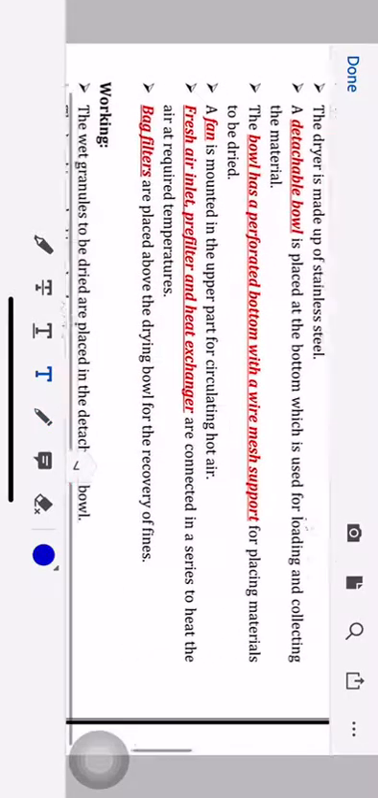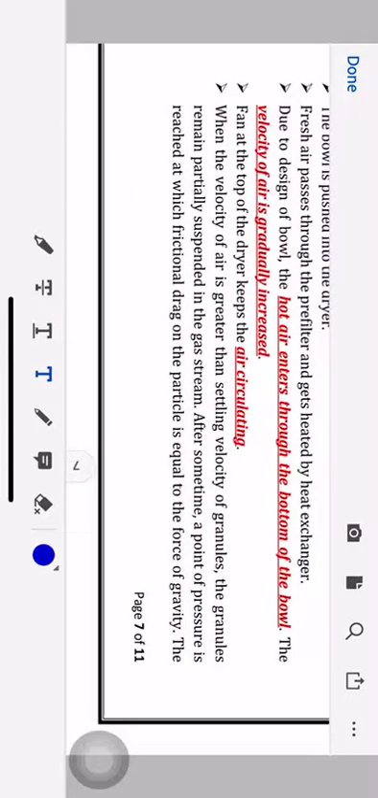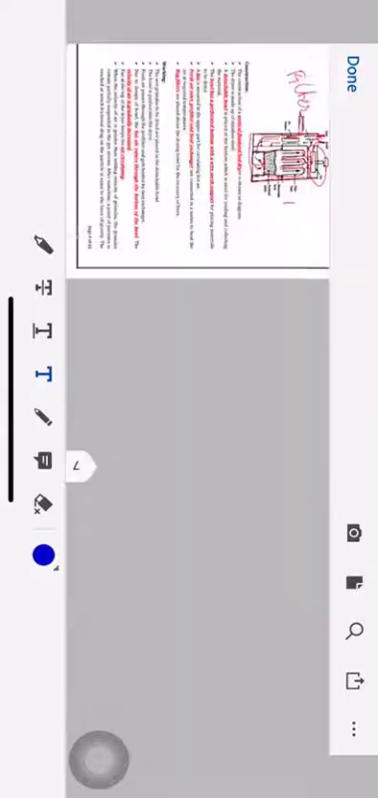Construction, I have already explained to you. I'm not going into detail. Working, also I have explained, so I'm not going into detail. Let's see the uses. It is used for the drying of granules in the production of tablets. Then three operations such as mixing, granulation, and drying are done together. And lastly, with some modification, this equipment can also be used for tablet coating. Okay, so these are the uses.